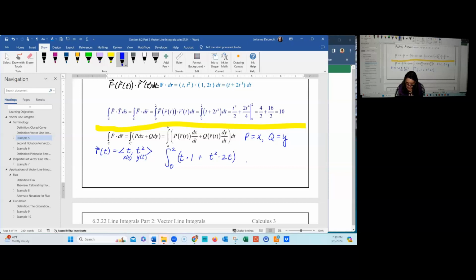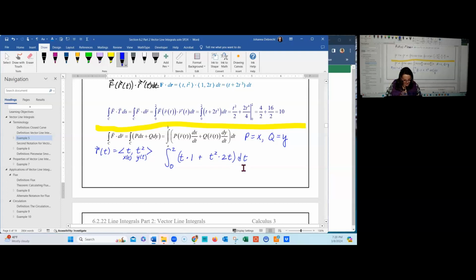Finally, we take all of this and multiply by the differential dt, and we integrate from t equals 0 to t equals 2. When we do this, do you see that you get exactly the same single integral as you got computing it with f of r of t dotted with r prime of t dt?